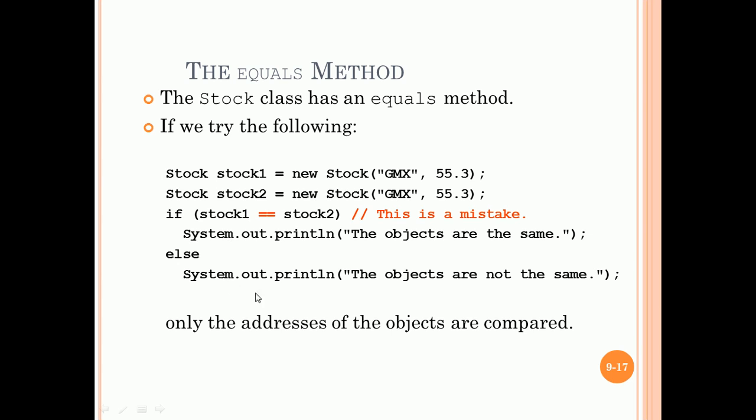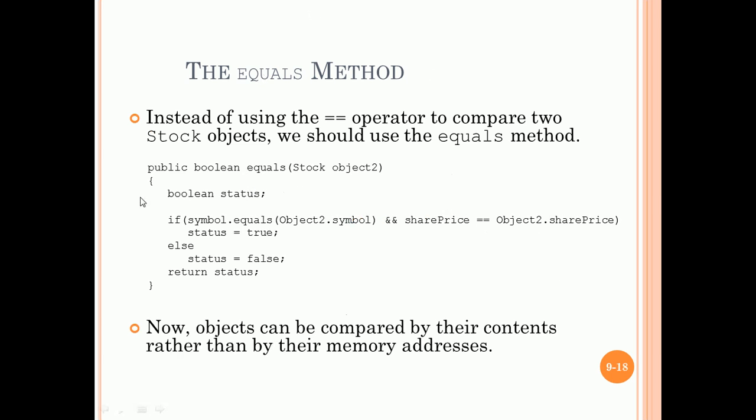So instead of these statements, we need a function equals in the Stock class that can compare two objects and return true or false. This can be the structure of the equals function. Boolean will be the return type. Please remember that this function will be written inside the Stock class, right?